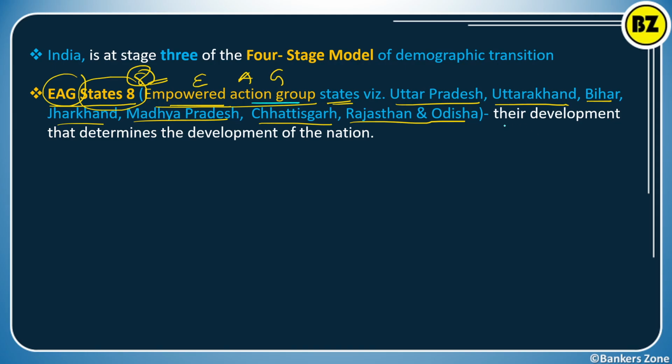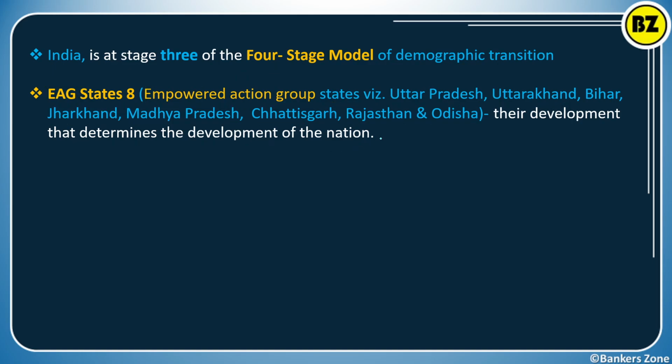Now see, why EAG? Because the development of these states determines the development of the nation. Why? Because Uttar Pradesh, Uttarakhand, Bihar, Jharkhand, Madhya Pradesh, Chhattisgarh, Rajasthan and Odisha are commonly considered the backward states, right? So the development of these 8 EAG states is considered the development of the nation.